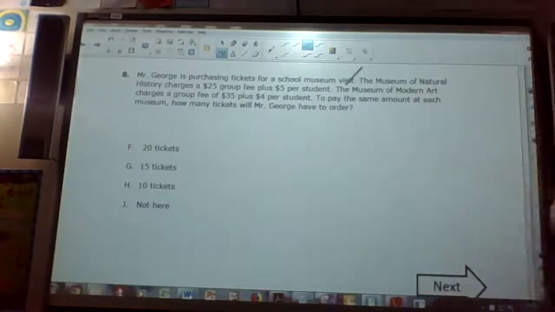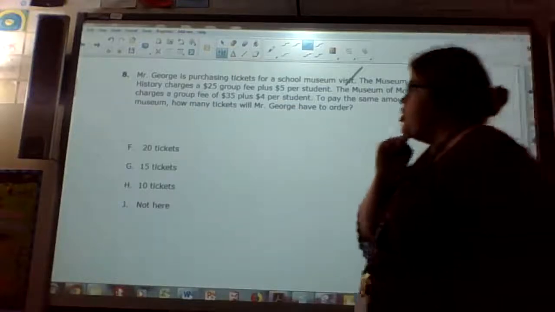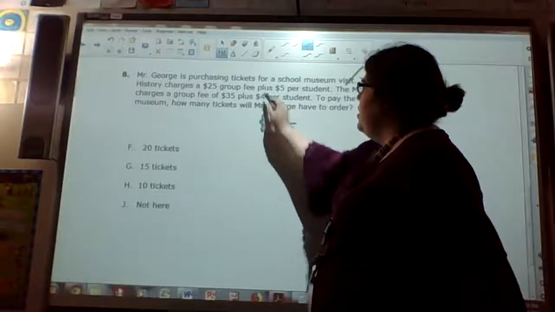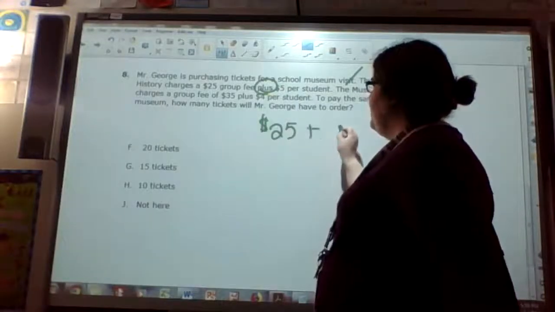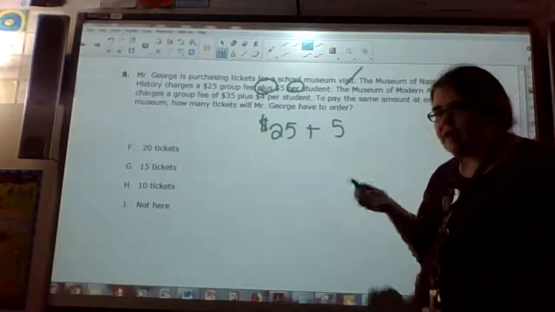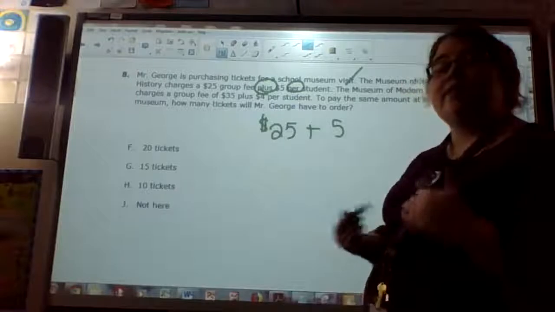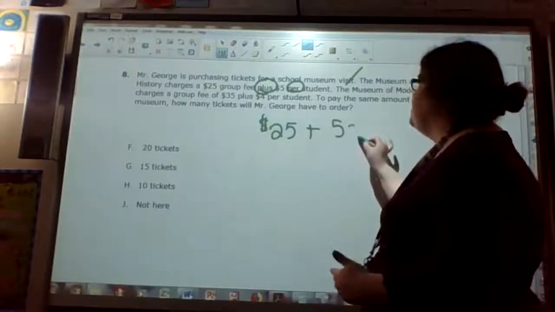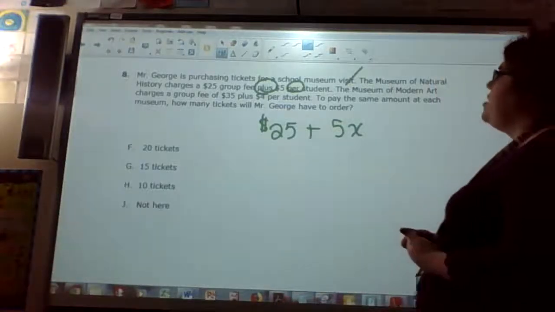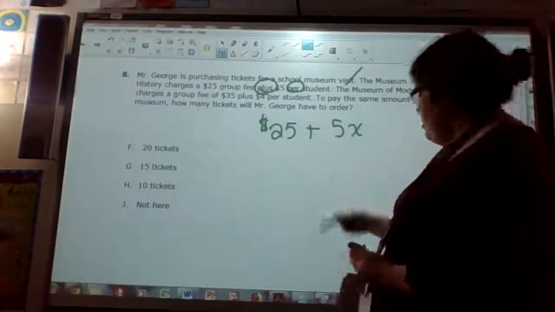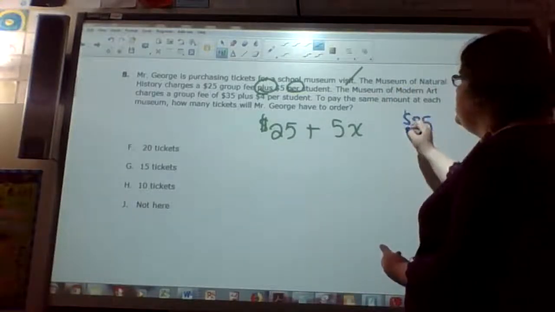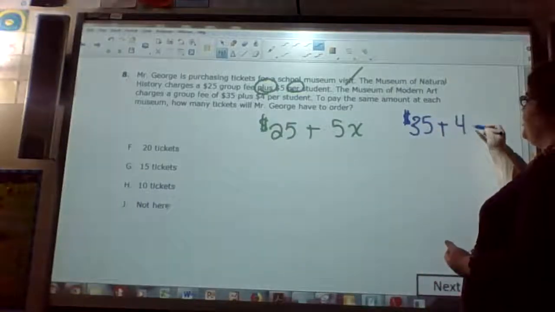Next sentence. The Museum of Natural History charges. So they're charging $25 plus $5 per student. It doesn't tell me how many students. So if I don't know how many students, then that is going to be my x. And then it says the Museum of Modern Art charges a group fee of $35 plus $4 for each student.